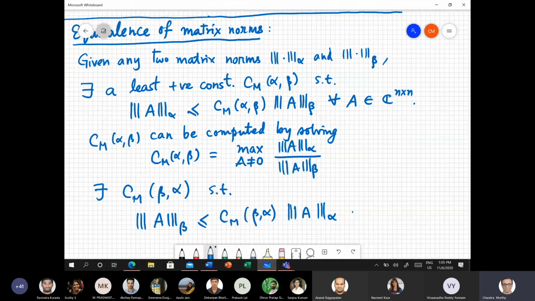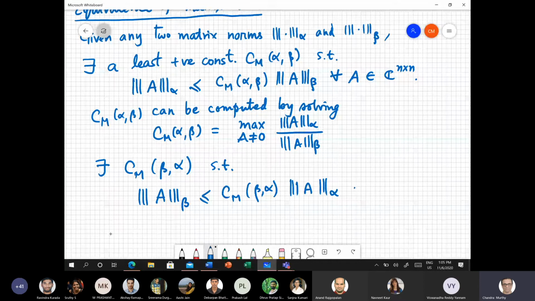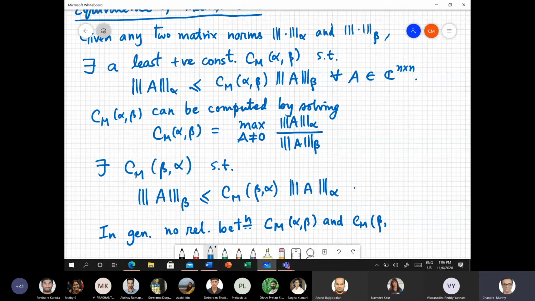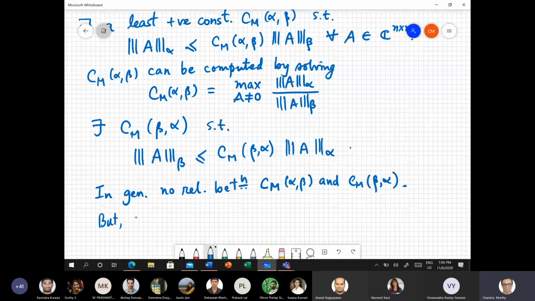So basically, in general, there is no relationship between Cm of alpha beta and Cm of beta alpha. But for induced norms, that is both alpha norm and beta norm must be an induced norm, they are equal.